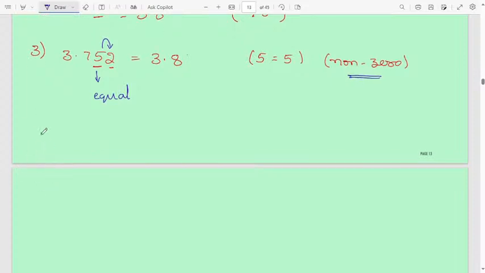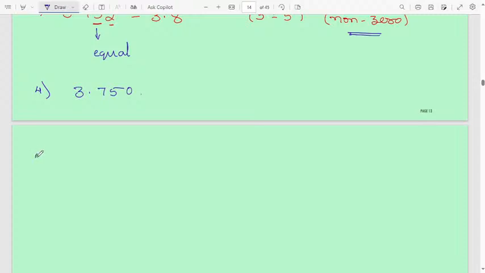Next, the fourth example I will write here, 3.750. Here, if the next number is 0, then you have three conditions. 3.650. Here you can observe, in both, the second number is equal to 5. If it is equal to 5, then this number 7 is odd here, and 6 is even here. If the ending is 0, this one is 0.